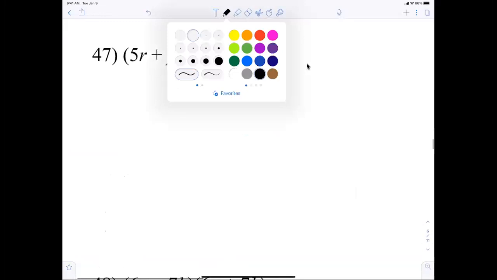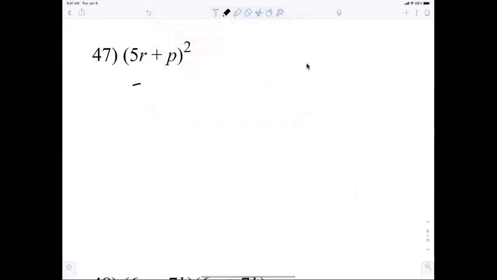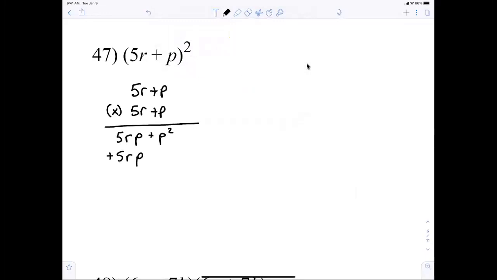47. Just going to write 5r plus p, 5r plus p. And again, p times p is positive p squared. Yeah, 5rp, positive 5rp, and then 25r squared.